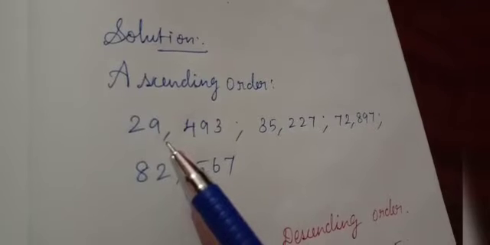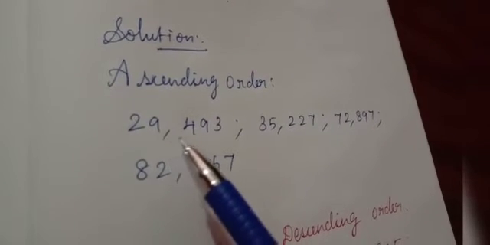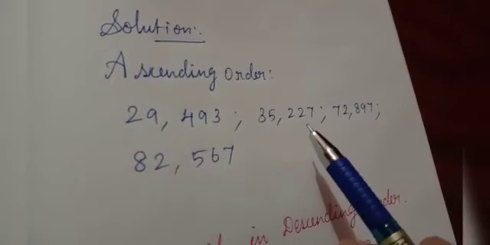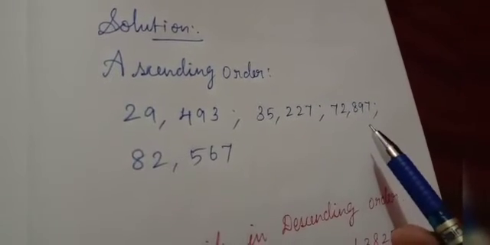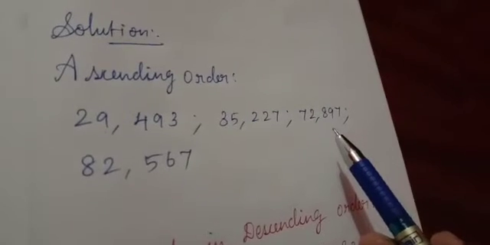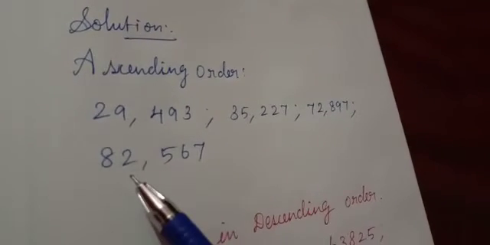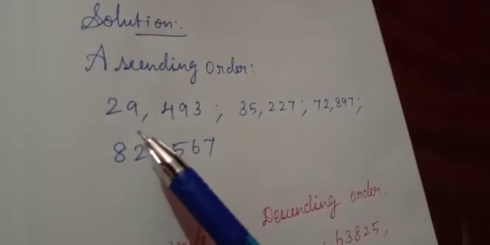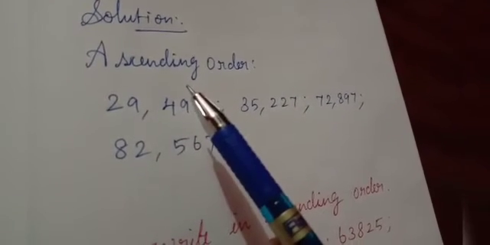The first number, the smallest one, 29,493. The second one, 35,227. The third one, 72,897. The greatest number is 82,567. Again, I will tell you how to write in ascending order.